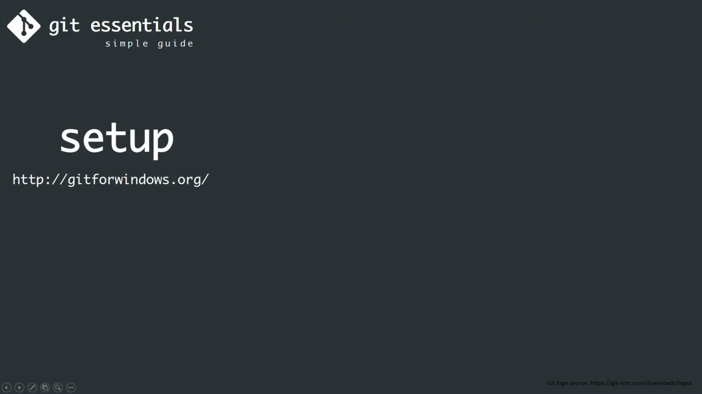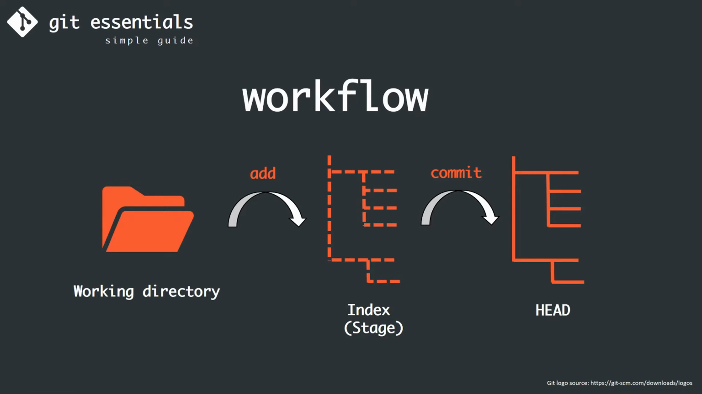Now, before we begin with Git, let us go through the basic workflow of Git. Your local repository consists of 3 trees maintained by Git. The first one is your working directory, which holds the actual files. The second one is the index, which acts as a staging area. And finally, the head, which points to the last commit you've made.